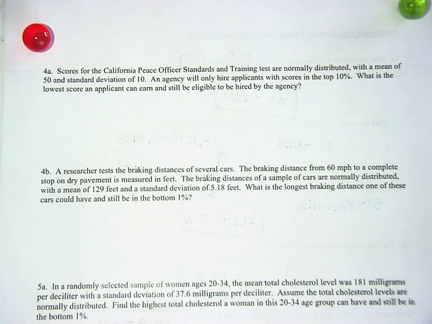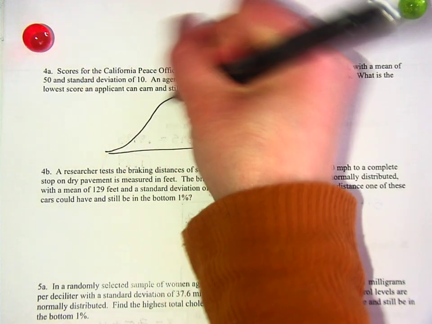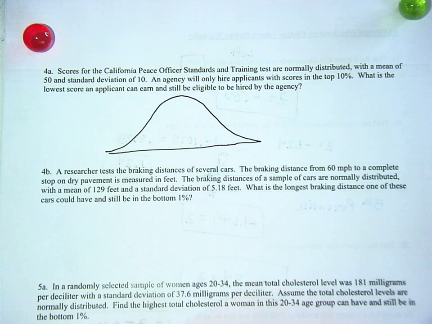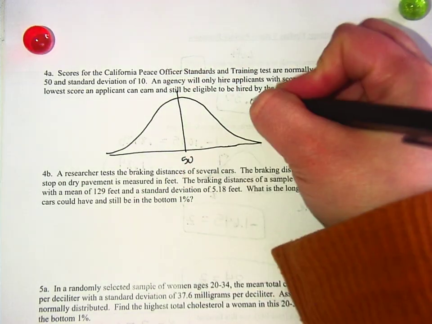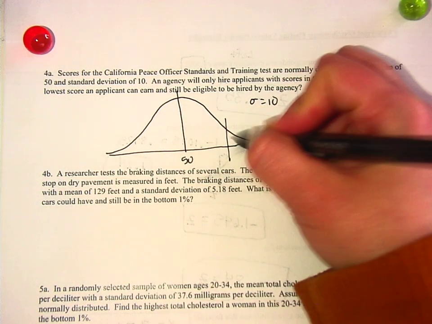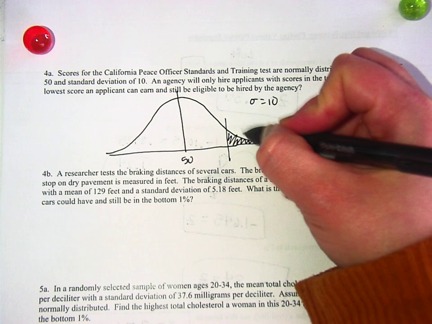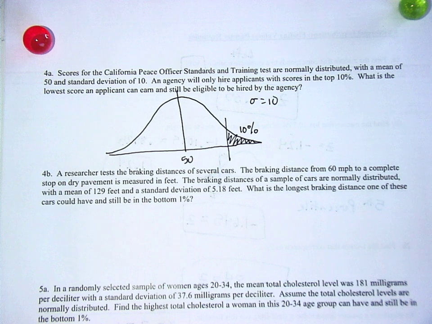It says, scores for the California Peace Officer Standards and Training Tests are normally distributed. I'm drawing a bell curve, with a mean of 50 and a standard deviation of 10. An agency will only hire applicants with scores in the top 10%. This 10% of people are going to be hired. What's the lowest score an applicant can still earn and still be hired by the agency?